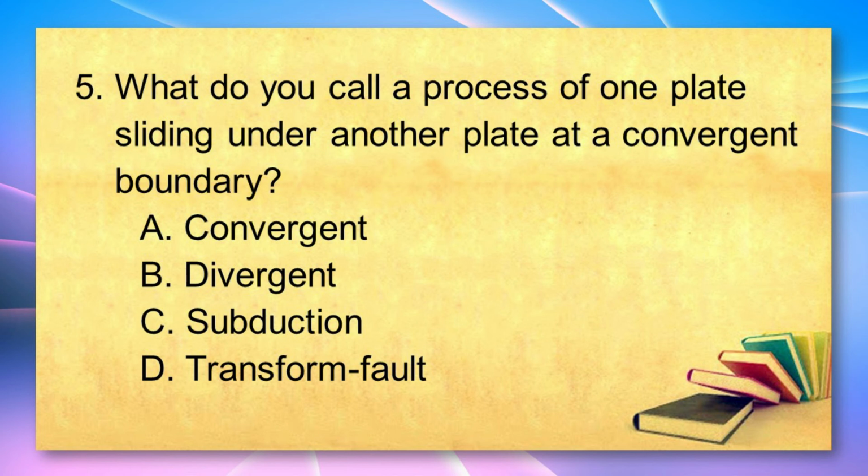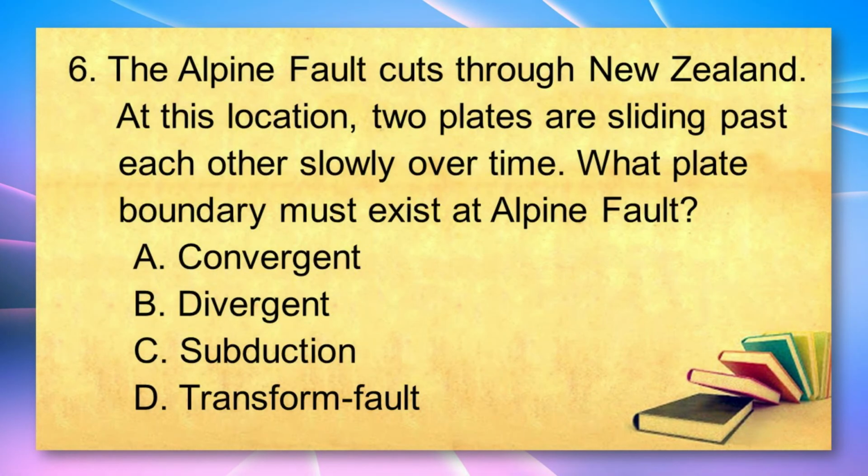A. Convergent. B. Divergent. C. Subduction. D. Transform fault. 6. The Alpine Fault cuts through New Zealand. At this location, two plates are sliding past each other slowly over time. What plate boundary must exist at Alpine Fault? A. Convergent. B. Divergent. C. Subduction. D. Transform fault.